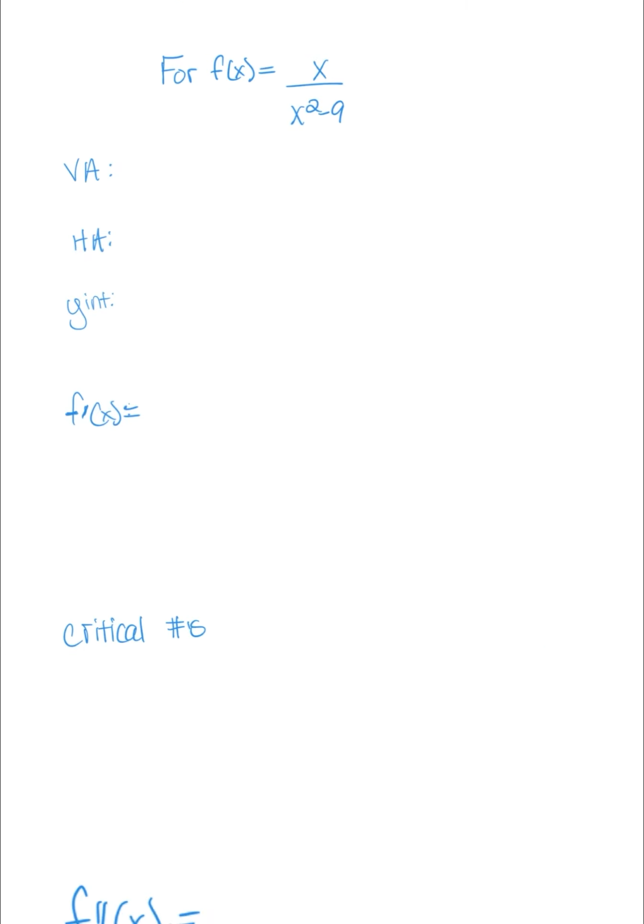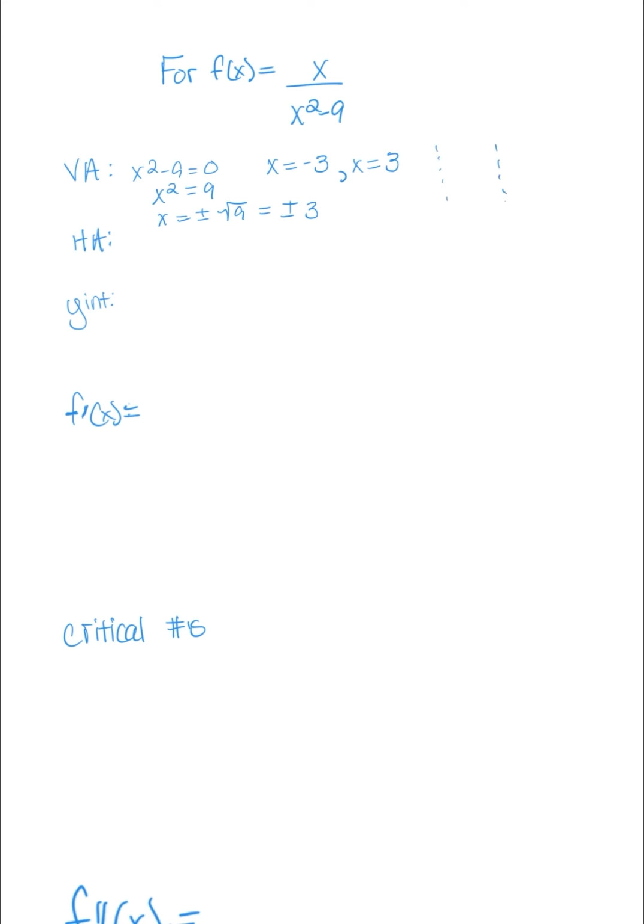Okay, so we have a function that is f of x equals x divided by x squared minus 9. So the first thing we're going to do is find the vertical asymptotes. The vertical asymptotes are where the denominator equals 0. So let's set the denominator equal to 0, and we'll see that x squared equals 9, so that means x equals plus and minus the square root of 9, which is plus and minus 3. So at x equals negative 3 and at x equals positive 3, we have these vertical asymptotes.